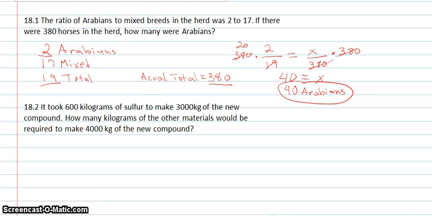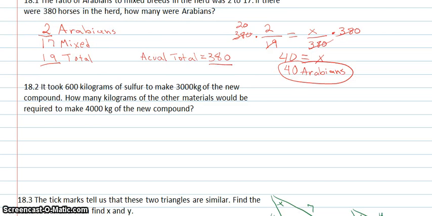Alright, and then in our next example, we're looking at the kilograms of sulfur to make a new compound. So it says it took 600 kilograms of sulfur to make 3,000 kilograms of the new compound. How many kilograms of the other materials would be required to make 4,000 kilograms of the new compound? Alright, so let's see what they're giving us.